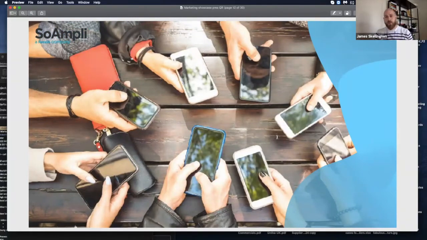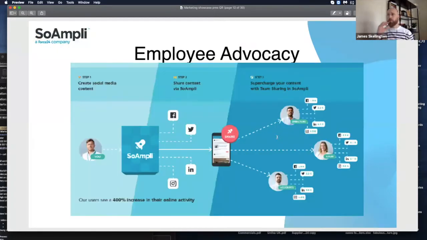In the more diverse world, and now more siloed teams that we're working in, with a lot of people working from home, having a platform like SoAmpli where all of this can be collated, in order for the team to access and then share, becomes far more accessible and far more important.